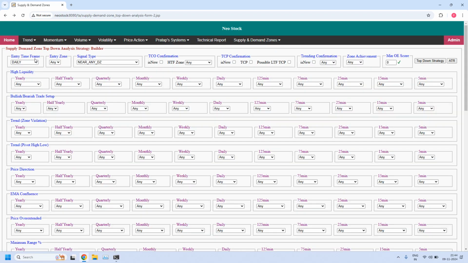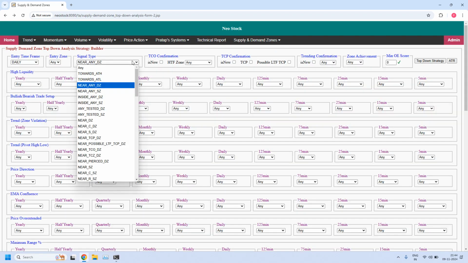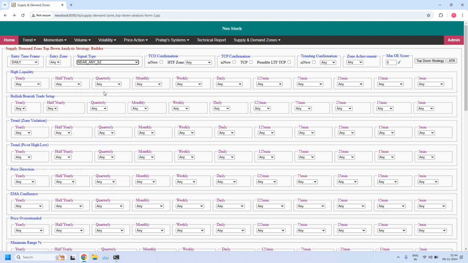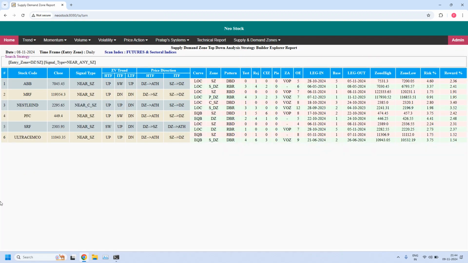Okay, next, for daily time frame, let us find the stocks whose price closed near the daily supply zone. 6 stocks are filtered. Let's identify any high liquidity supply zones from this list. Nestle Industries is having a high liquidity daily supply zone. That's it. We have only one high liquidity daily supply zone from this list.